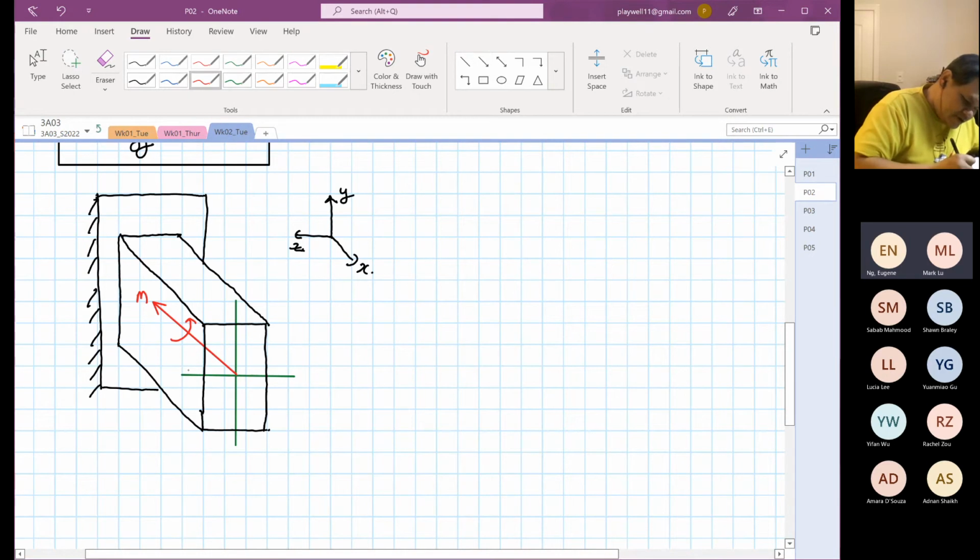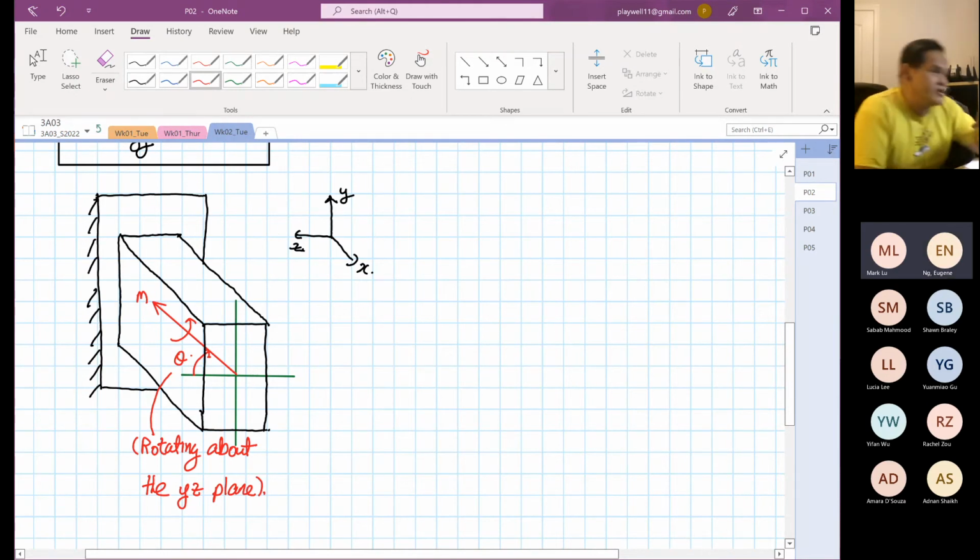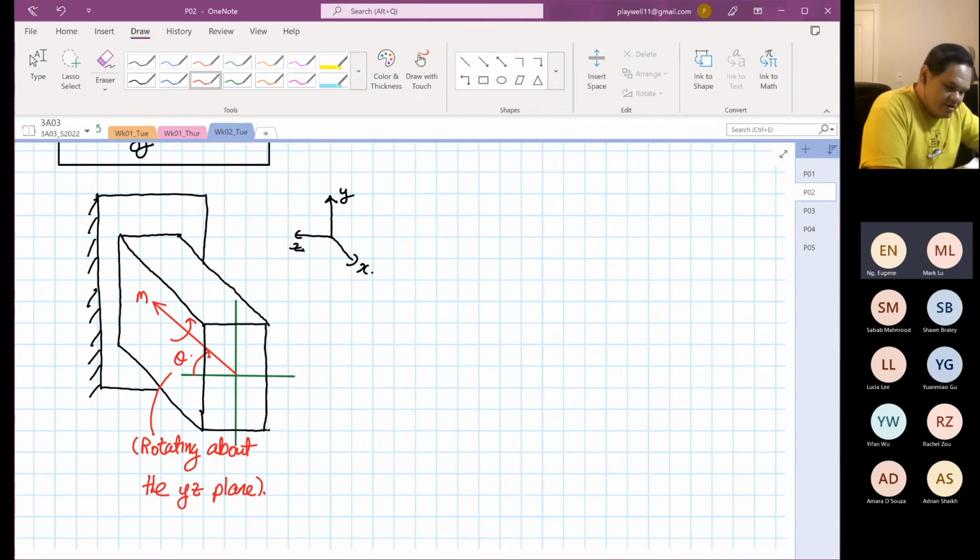Okay. And it has a certain angle over here known as theta. Okay. And this theta over here, I'll emphasize down here, this theta over here is rotating about the YZ plane. Okay. So now, when this is the case, we will ask ourselves, now, why is this known as unsymmetrical bending?